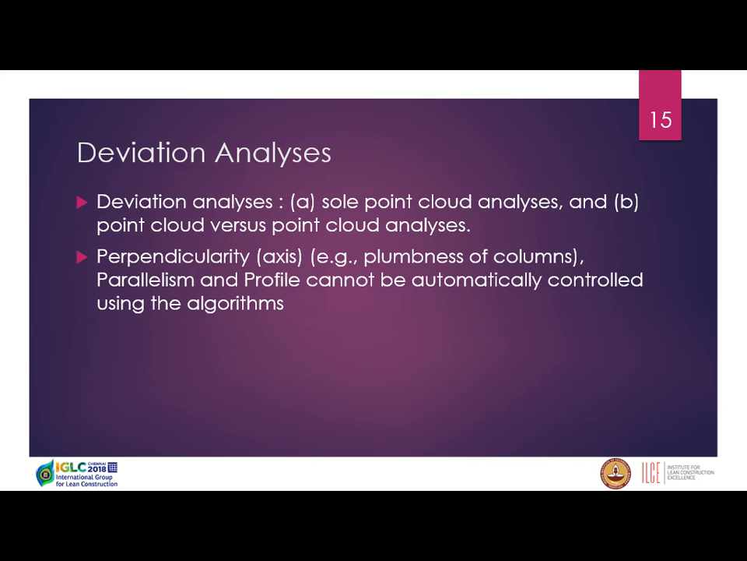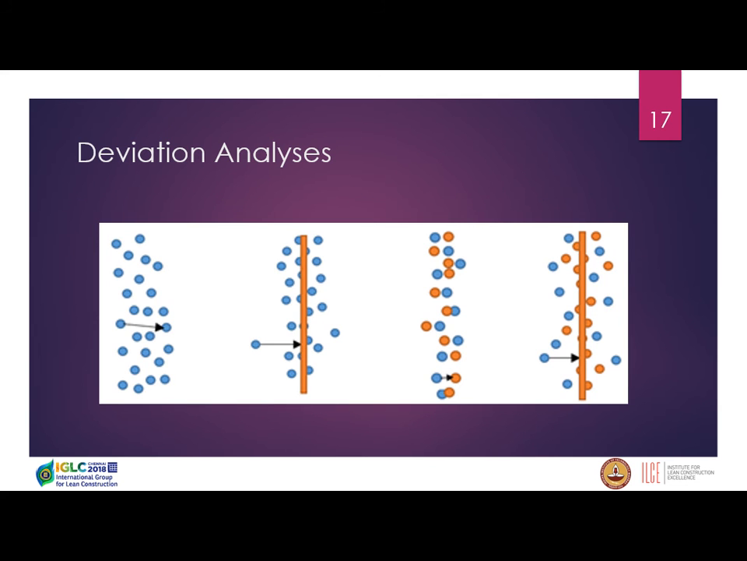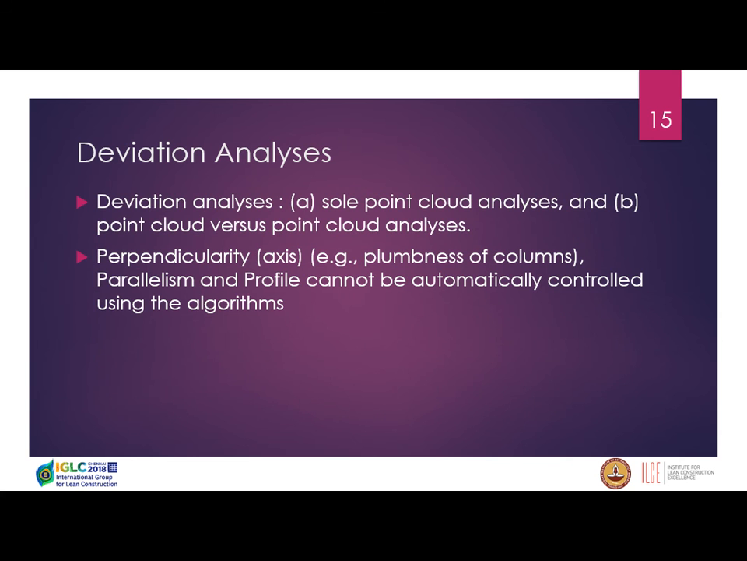Then for deviation analysis, based on our observation, we have two types of analysis: sole point cloud analysis or point cloud versus point cloud analysis. When I say sole point cloud analysis, like you've got a scan, we scan a place, right? We just analyze that scan. But when I say point cloud versus point cloud, we overlay two scans on each other.